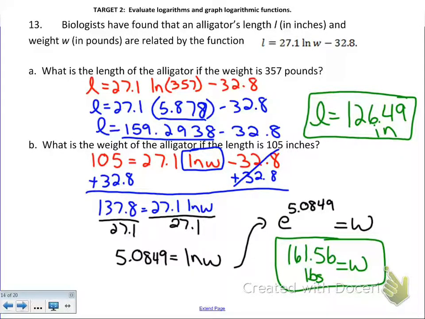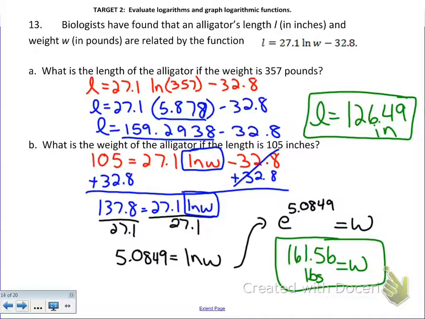So we're going to add 32.8 to both sides. We end up with 137.8 equals 27.1 natural log of W. Again, thinking of the natural log of W as a big old X. So how do we get X by itself? Well, you divide both sides by 27.1. We get 5.0849 equals the natural log of W.